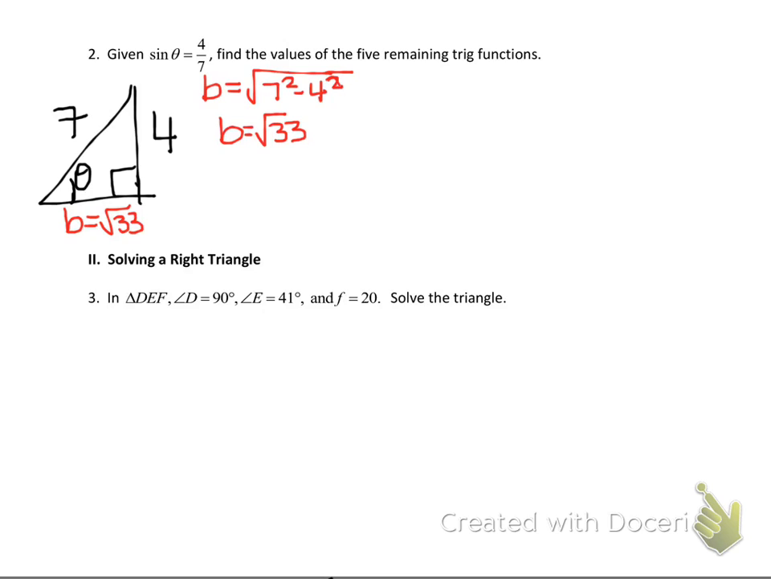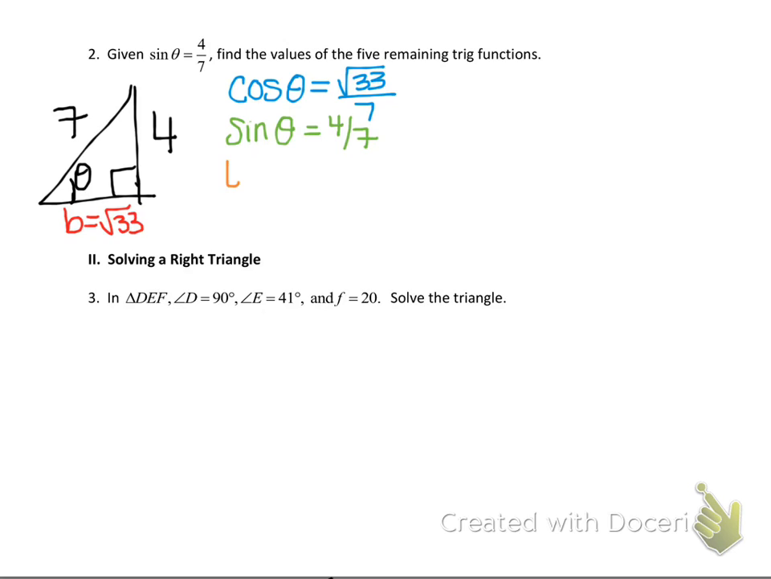Okay, and I'm actually going to erase my work now because I need some more room. Okay, so now let's find cosine theta, which is adjacent over hypotenuse, which is root 33 over 7. Sine of theta is opposite over hypotenuse. Oh, I'm sorry, we don't need to do this. We were already given this. This is 4/7, so we could write it, but we don't need to calculate it.